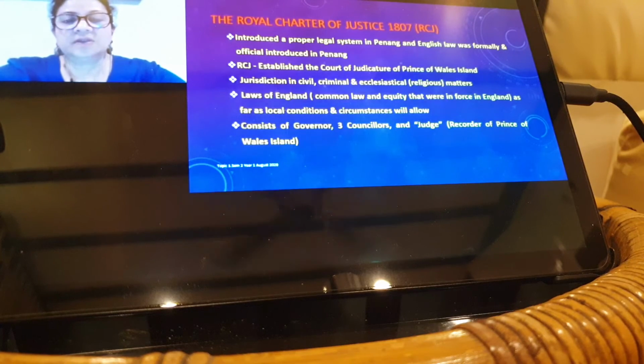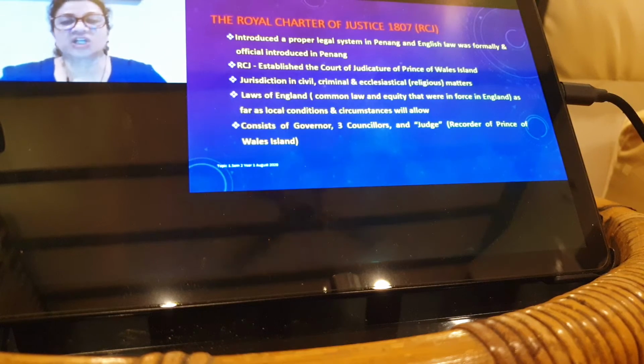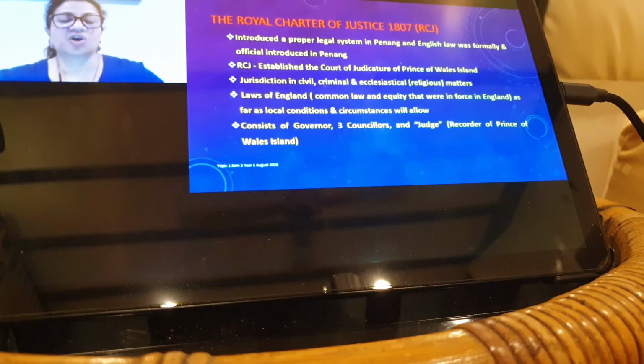As mentioned, the laws of England, which is the common law and equity, were introduced into the legal system. So there was an administrative structure put in place, because the courts were established. You have a governor to rule Penang, three councillors, and a judge to preside over matters. The judge here is known as the Recorder of Prince of Wales Island.